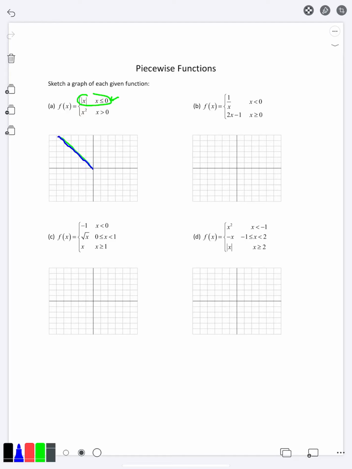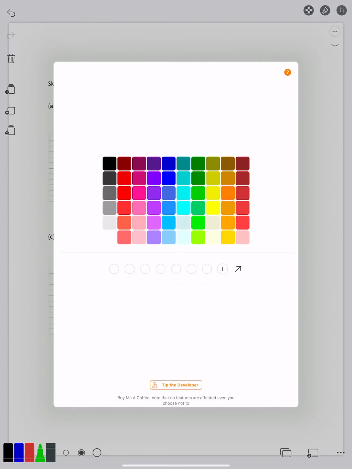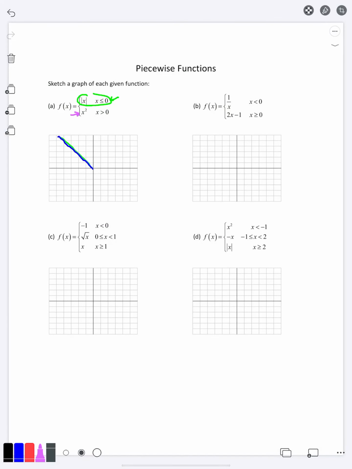So what do we do now? We now look at the second formula, and I'll use purple for this. This is the x squared graph of a parabola. We know what that looks like. It looks something like this.